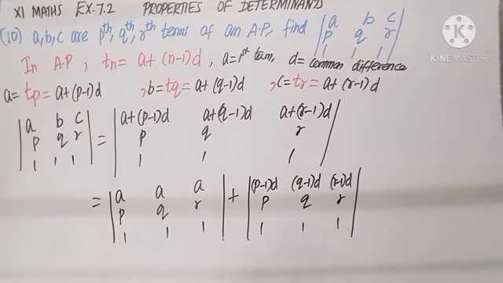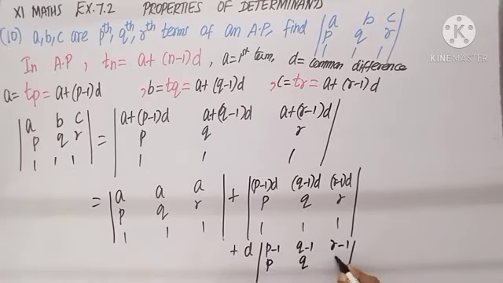The next step. In this, D is common. So, I am removing D from the first row. I get P minus 1, Q minus 1, R minus 1. Second row, P, Q, R. Third row, 1, 1, 1.